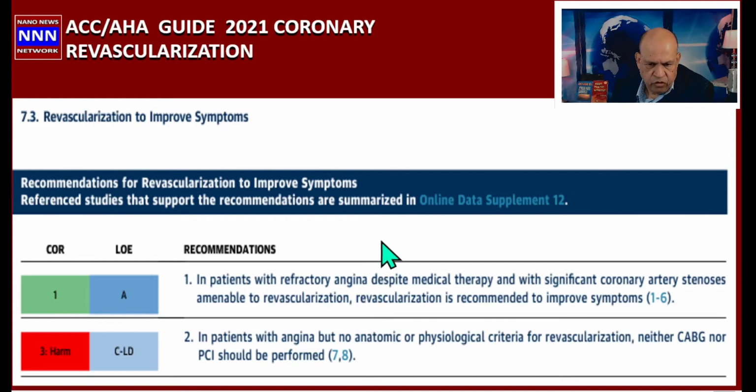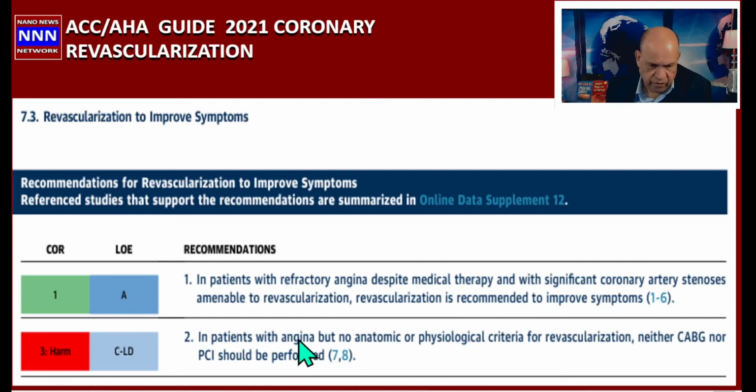Revascularization to improve symptoms. Class 1 indication is patients with refractory angina, despite medical treatment, with significant coronary artery stenosis amenable to revascularization. I think we have covered this in different ways in the past. Basically, if they have a stenosis, and if that is causing the symptoms, and if there's a significant area of myocardium at jeopardy, then a coronary intervention would be reasonable.